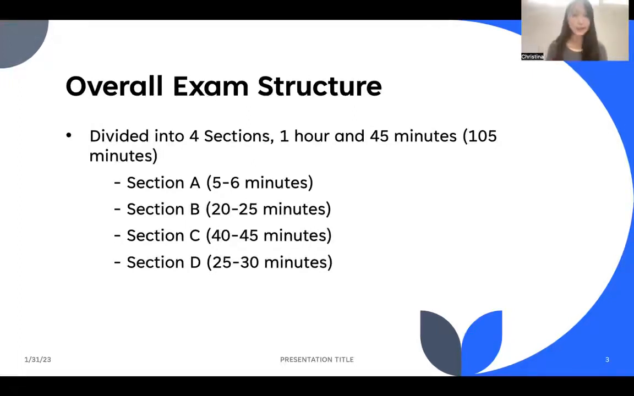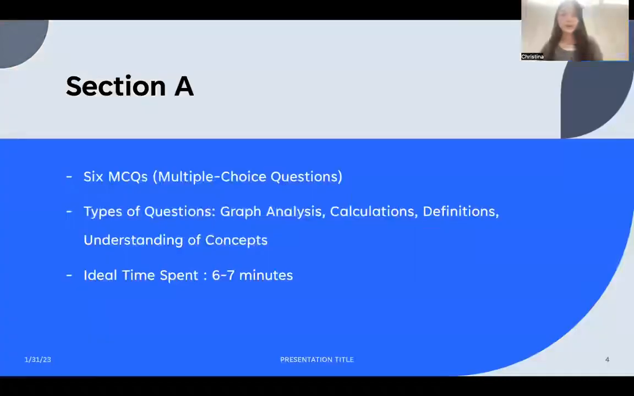Don't be intimidated and don't be scared. We just have to know what we are required to answer, right? And we just have to master the concepts when we go into the exam and you will be fine. So we're going to start with Section A.